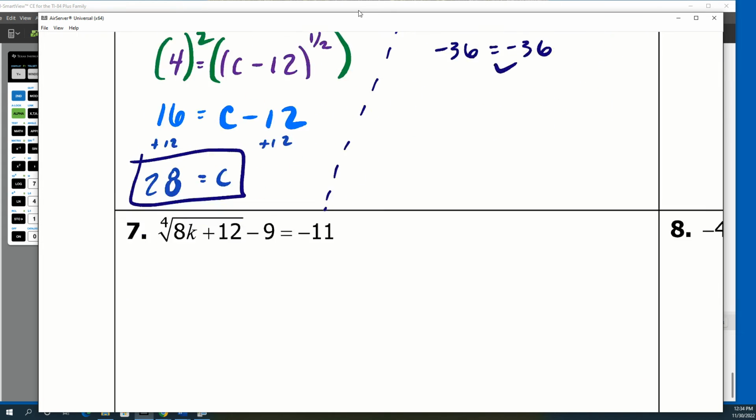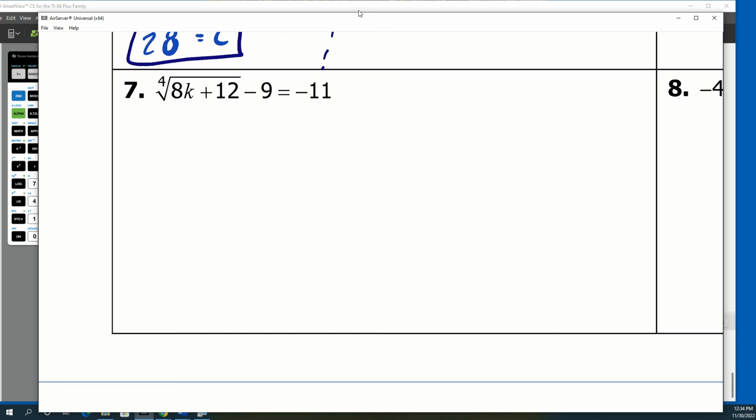All right, we're going to skip down and do number 7. What would you guys do first on number 7? What do y'all think? If I want to get this by itself, what would you do with that 9? You add it. Good. Okay. And then if I want to get rid of a 4th root, what do you think? What power? 4th power. Good.